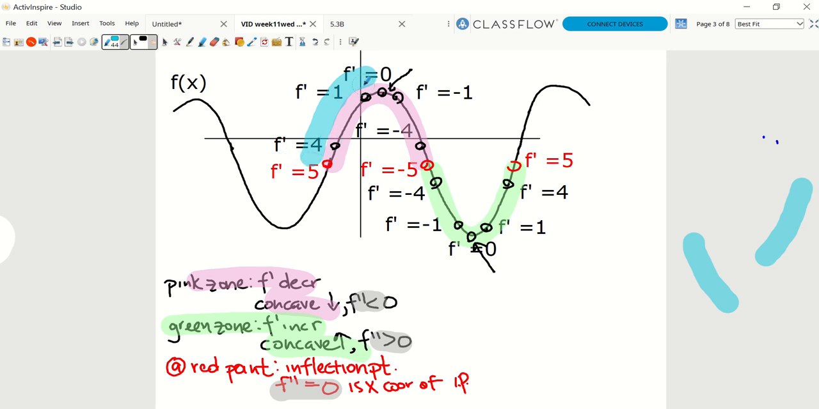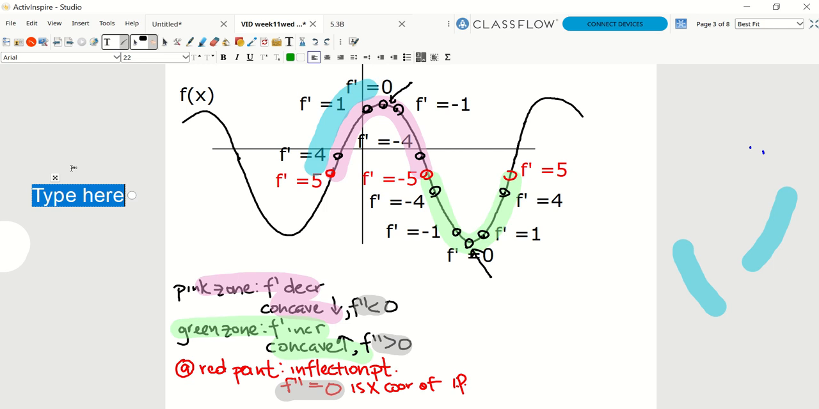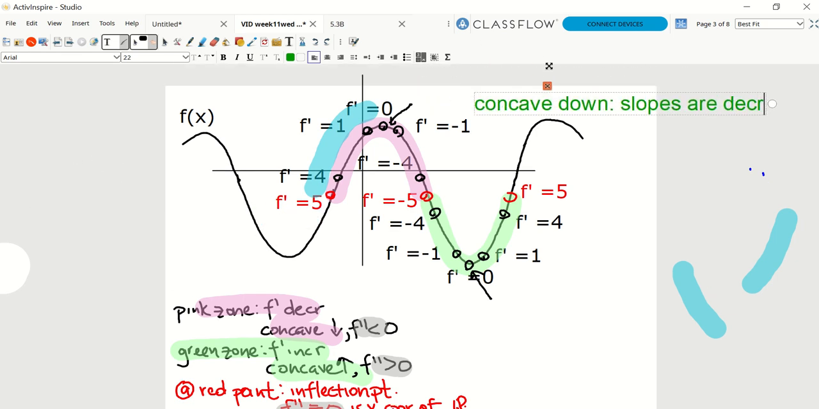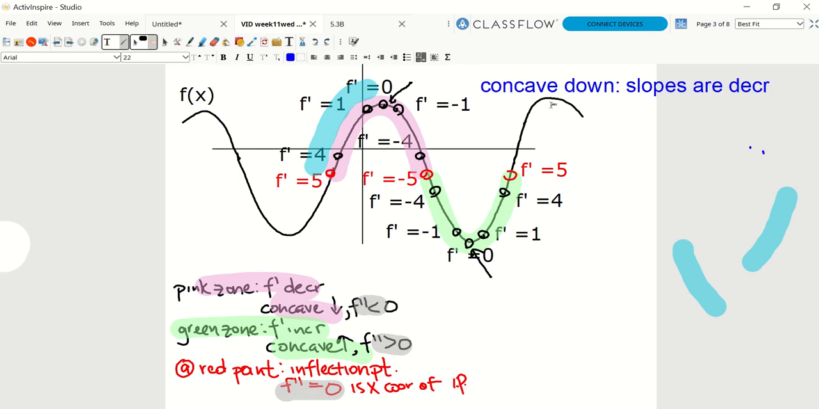Concave down and decreasing, concave down and increasing, is this. Let me write it out. If it's just straight up concave down, that means slopes are decreasing. Concave down, slopes are decreasing. Let me change this to blue. So it's blue font, blue highlight. You can see the slopes are decreasing here: 5, 4, 1, 0, negative 1, negative 4, negative 5. And now if it's concave down, I'm going to change the CC to save some space.